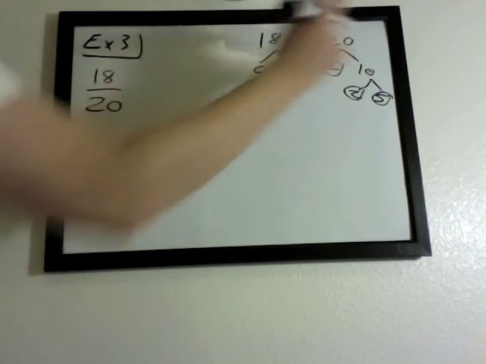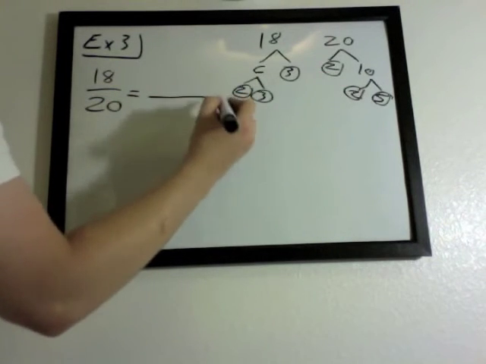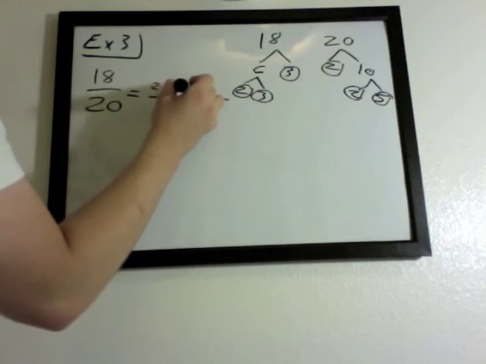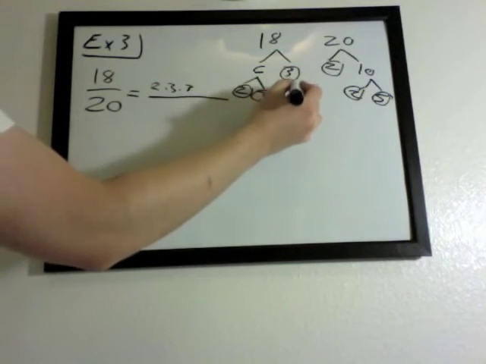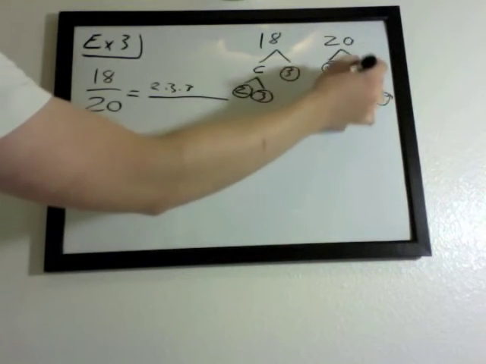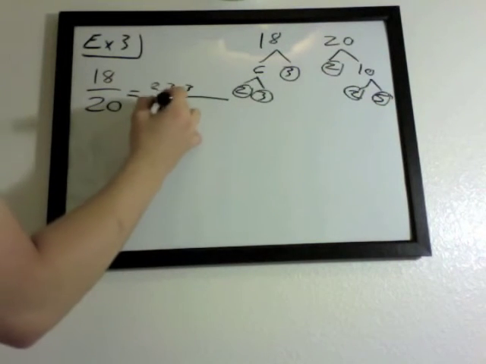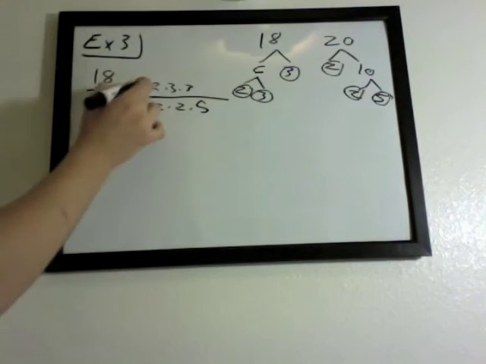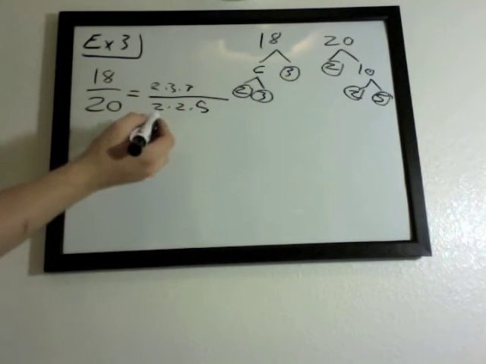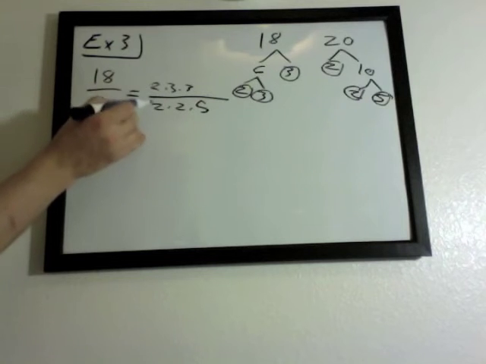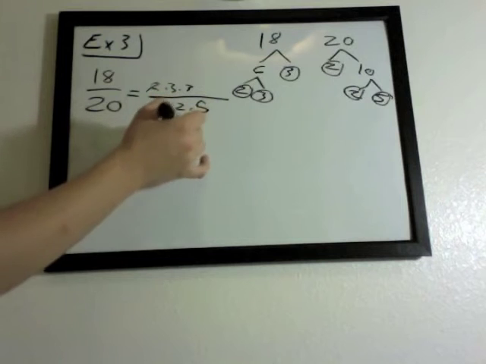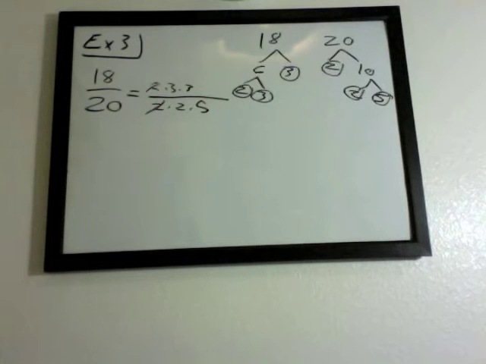Now you just take those. 2 times 3 times 3. Then you put these ones on the bottom because this is 20, it's on the bottom. 2 times 2 times 5. You look for the ones that are similar from the top and bottom. So this is the same as 1, so we can cancel those out. And since we don't have anything else that matches from the bottom and the top, we'll just multiply those across.